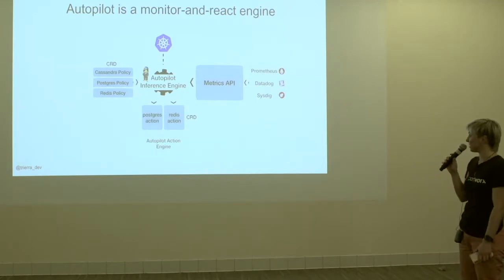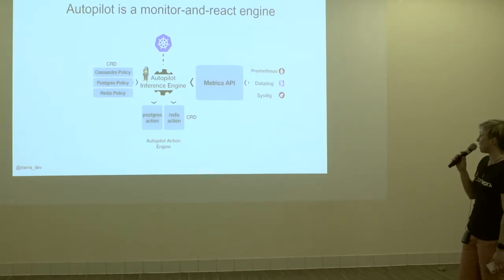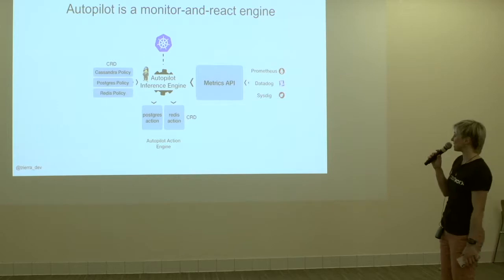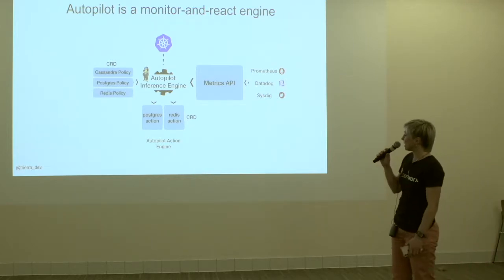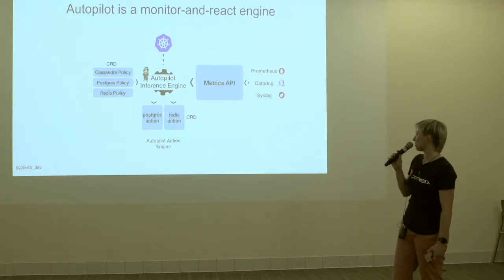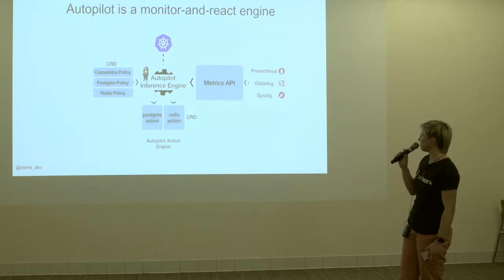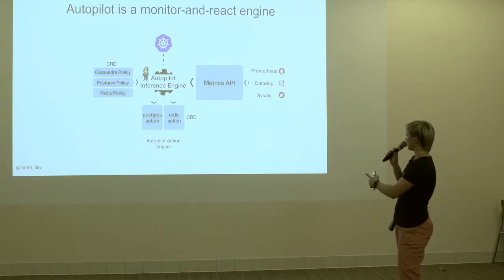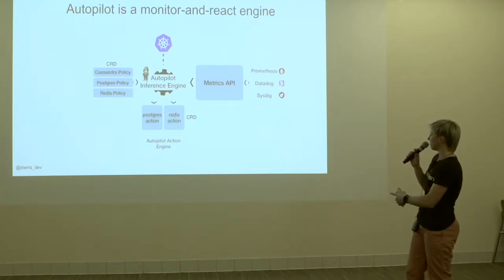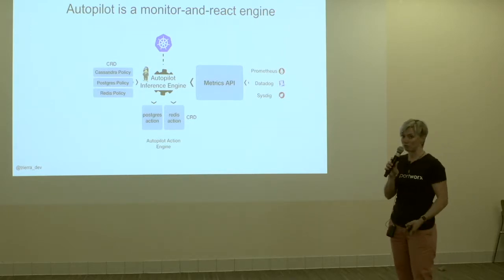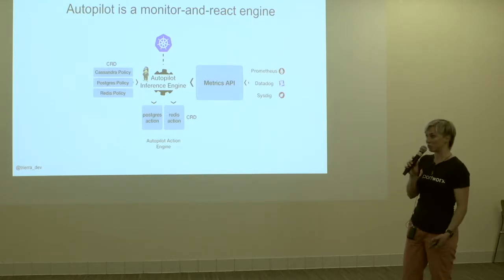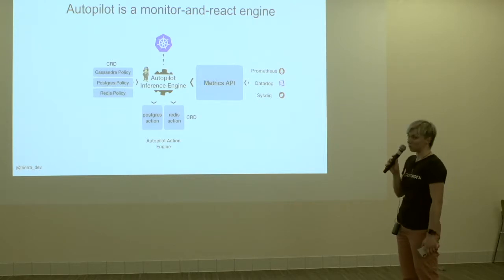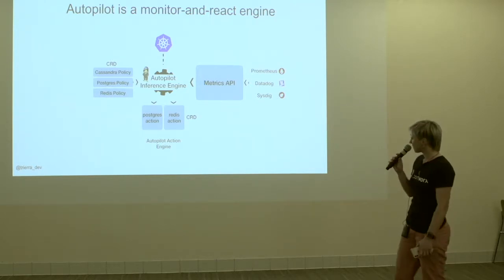Let's take a look at the schema. Here, the basic idea of Autopilot, once installed, is that it starts watching the metrics API endpoints. As you see here, it can work with any metrics provider, so you don't need to be vendor locked. You can use Prometheus, Datadog, and so on.